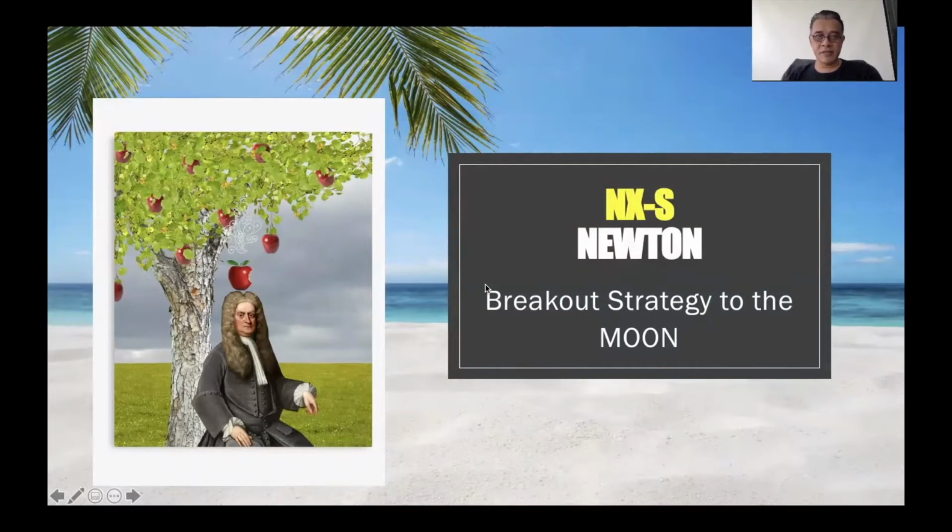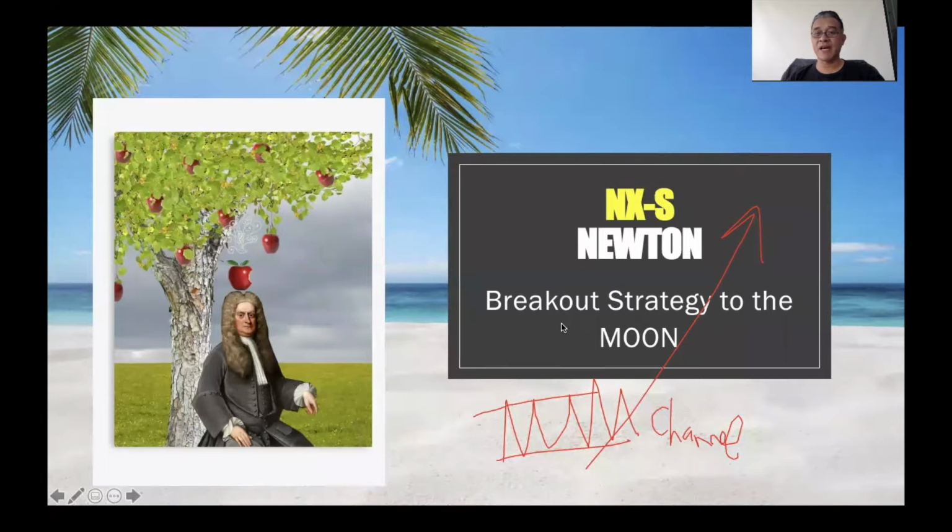This is Newton, of course, Sir Isaac Newton. This is a breakout strategy to the moon, okay? Unlike Plato, which depends a lot on the pair really being in a trend, an uptrend, but it has to be in a channel. That's Plato. But Newton relies on total breakouts. Breakout to the moon. It has to break up or break down in order for us to get profit. This is the difference between Newton and Plato. So let's go and see Newton now.